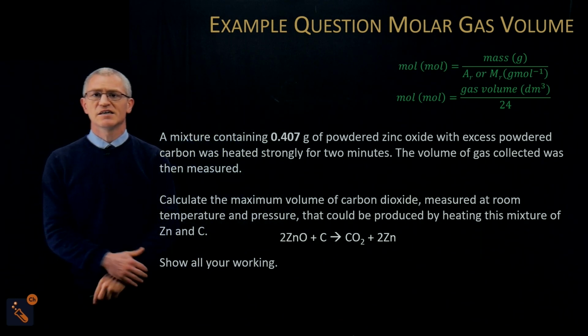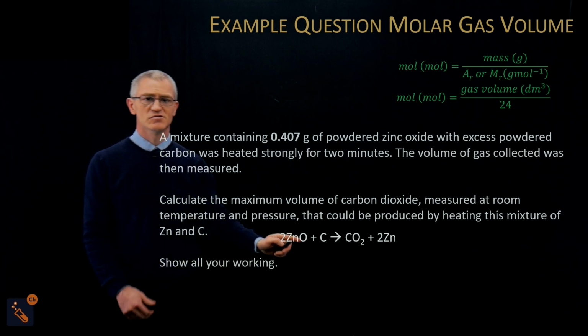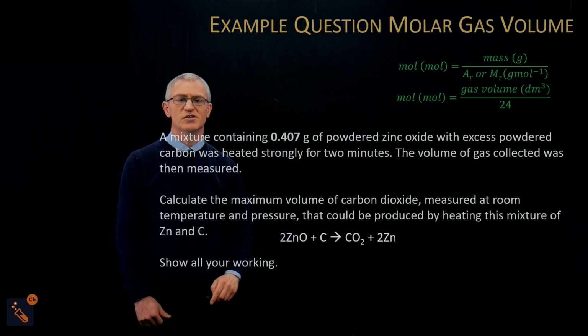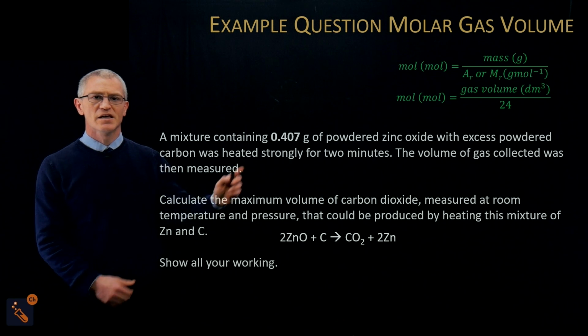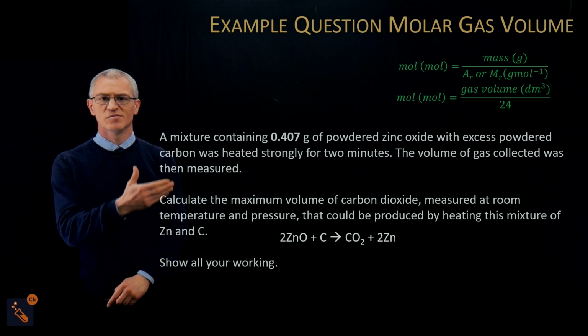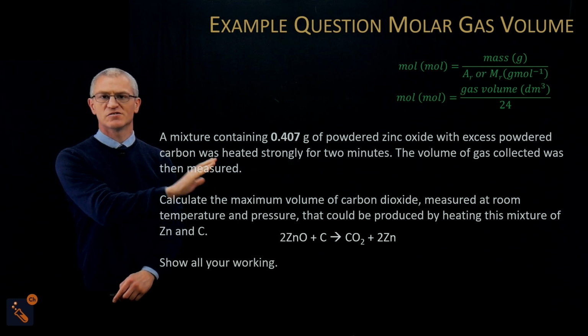So the example question is when you have a mixture of powdered zinc oxide, and here's your zinc oxide down here, reacting with carbon, turning to carbon dioxide and zinc. And the powdered zinc oxide was heated with excess carbon. Excess carbon means I don't have to worry about the moles of the carbon because there's just far too much of it.